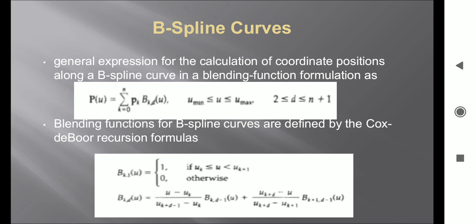Then the second condition is Bk,d(u) equal to (u minus uk) upon (uk plus d minus 1 minus uk) into Bk,d minus 1(u) plus (uk plus d minus u) upon (uk plus d minus uk plus 1) into Bk plus 1,d minus 1(u).